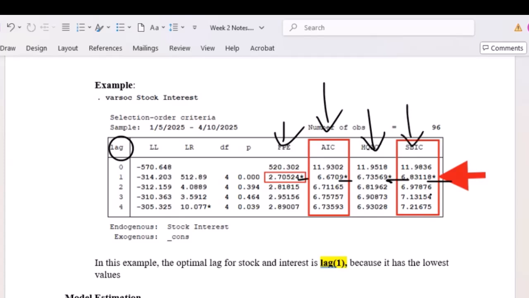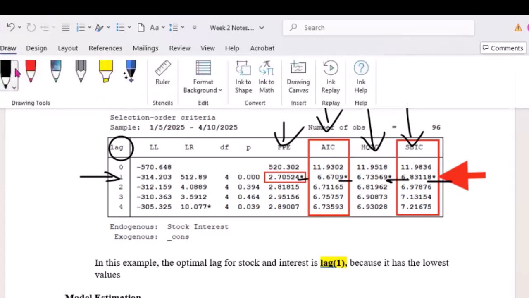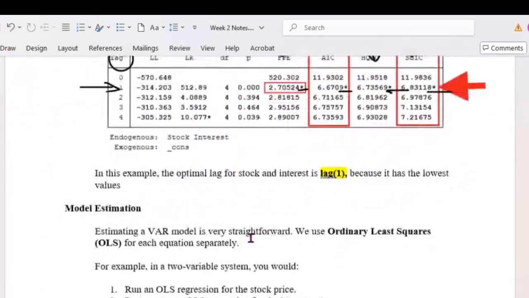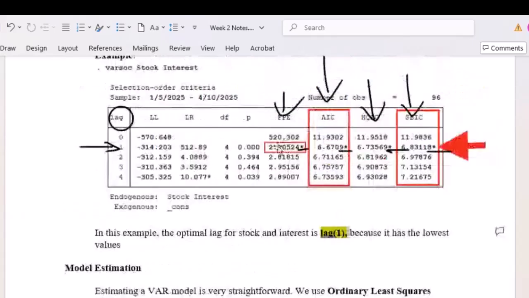So you'll see that all these four criteria have indicated that lag length 1 is the optimal. When we go to conduct the analysis, we shall indicate that the lag length is 1. So that means, in this example, the optimal lag length for stock and interest is lag 1, because that is what has been chosen by all the 4 criteria.